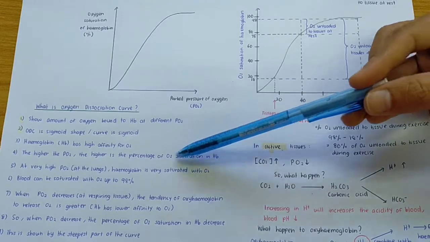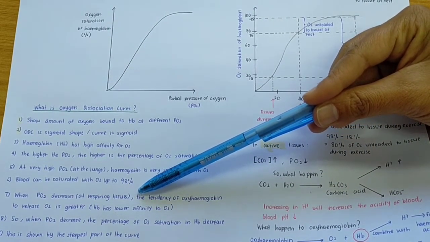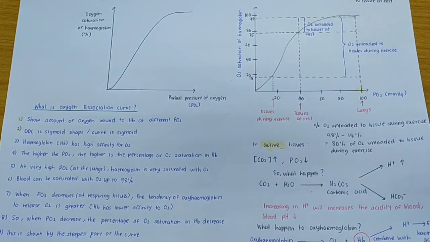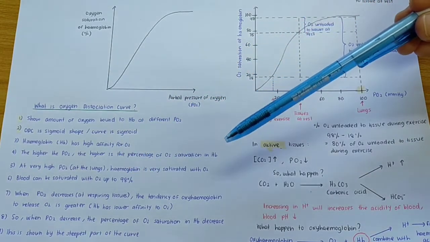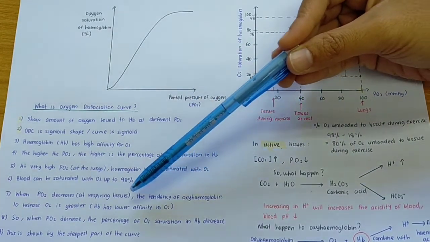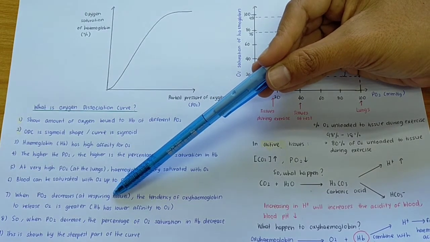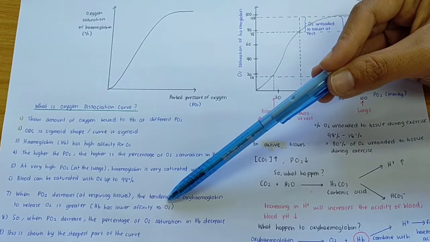Then, when partial pressure of oxygen decreases at respiring tissue, what is the meaning of respiring tissue? It means tissue that undergoes cellular respiration. Once tissue undergoes cellular respiration, it will produce carbon dioxide. When carbon dioxide is high, partial pressure of oxygen will decrease. So what happens to the oxyhemoglobin? The tendency of oxyhemoglobin to release oxygen is greater because hemoglobin has lower affinity towards oxygen.